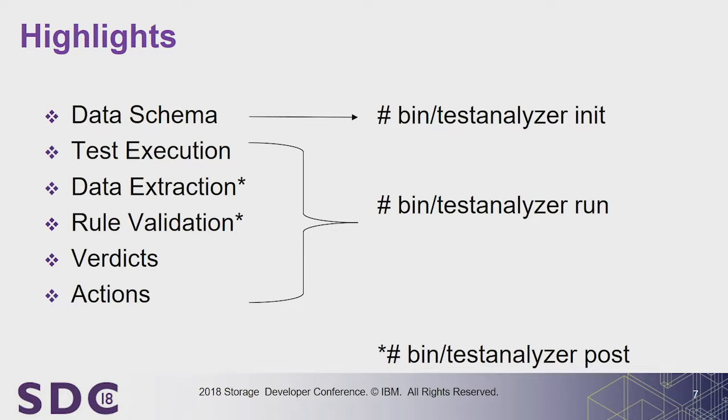And so basically what we started developing is this tool called Test Analyzer. We tried to make it very simple, so there are really only 3 commands to run. First one is init, which just creates the database and all the tables and schemas. And then we have run, which essentially encapsulates a Robot run. It does the test execution, the data extraction, the rule validation, and then decides if it should, say, open a defect or notify someone of the issue.